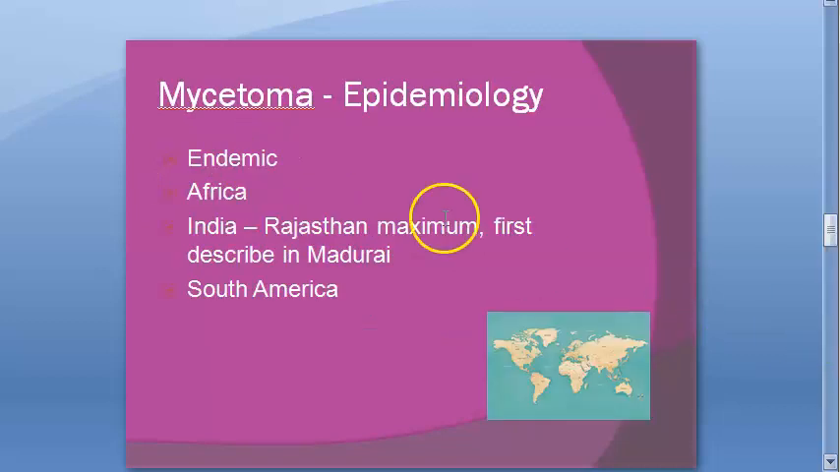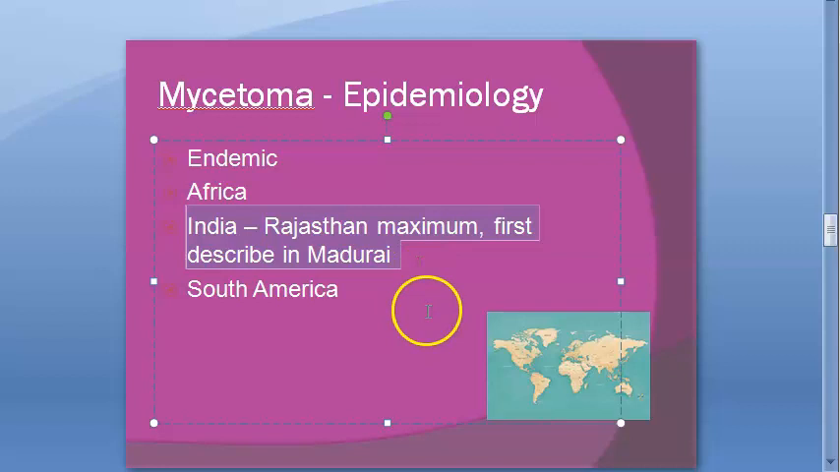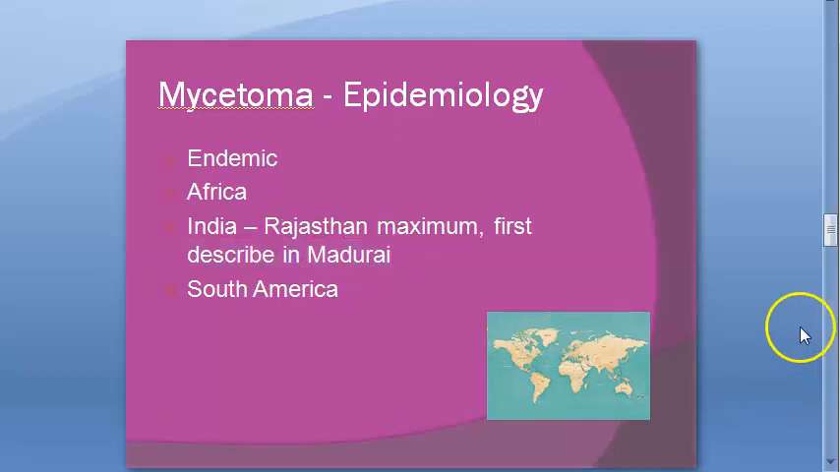Now, epidemiology. It is there in Africa. It is there in Rajasthan in India. Actually, more it is there in Rajasthan in India. South America also some presence is there. It was first described in Madurai, but Rajasthan it is more in India.